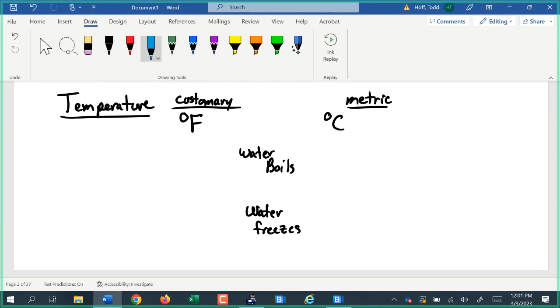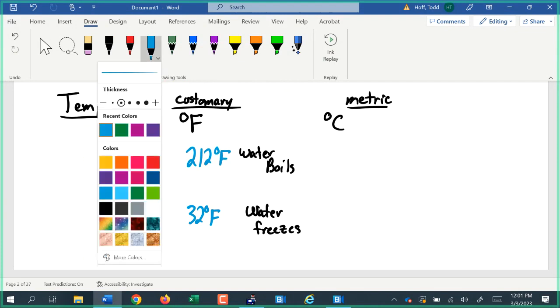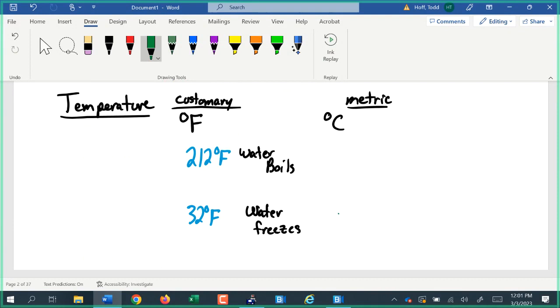And of course, this time of year in the Fahrenheit scale, we're very conscious of the temperature at which water freezes. It's at 32 degrees Fahrenheit. The temperature at which water boils is 212 degrees Fahrenheit. On the other side, in the metric system, water freezes at 0 degrees Celsius, and it boils at 100 degrees Celsius.